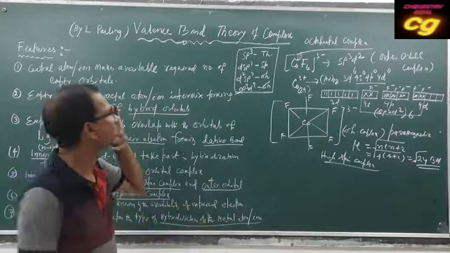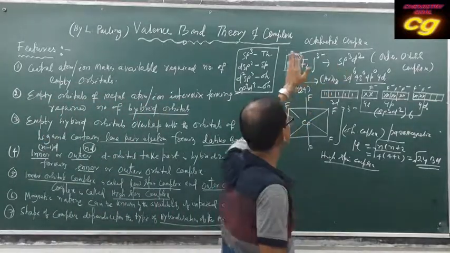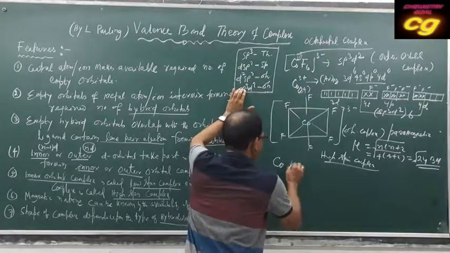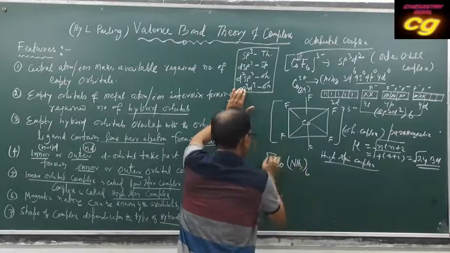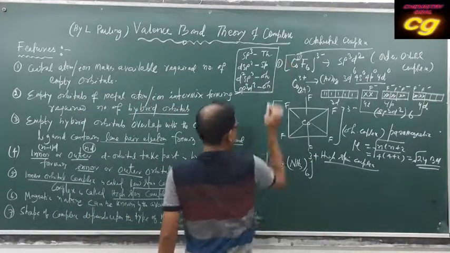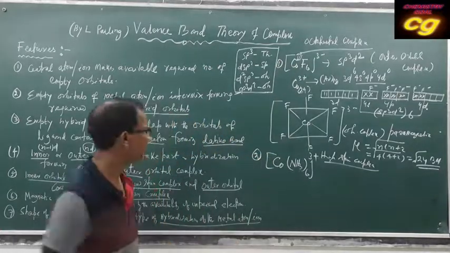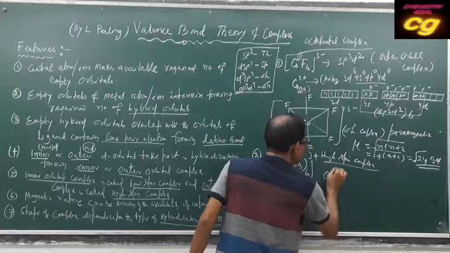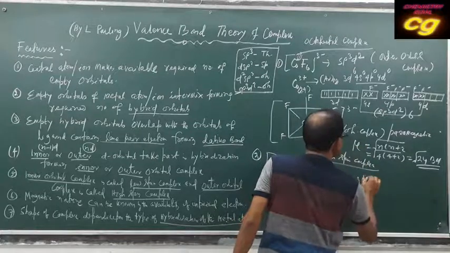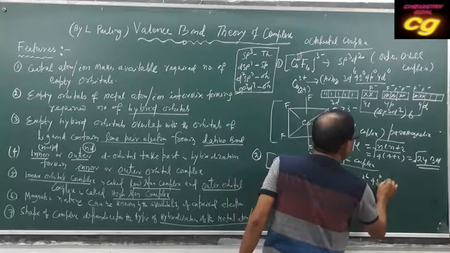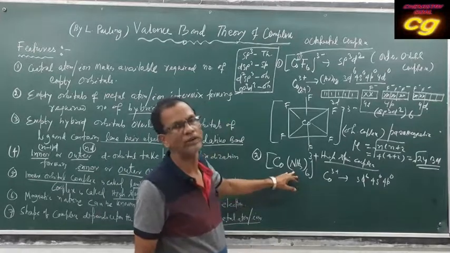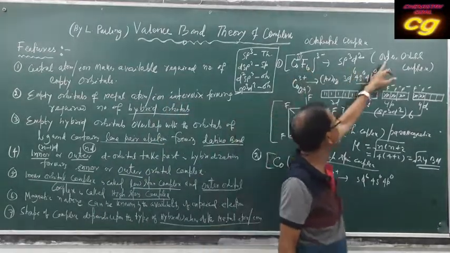Let us take another octahedral complex, an inner orbital complex, that is, one in which the inner d orbital takes part. That depends upon the ligand. Suppose you take [Co(NH3)6]3+. For this complex, the cobalt is again 3+, so as per the configuration it is 3d6 4s0 4p0. Here the 4d is not required, because for ammonia it is an inner orbital complex. For fluoride it is an outer orbital complex.